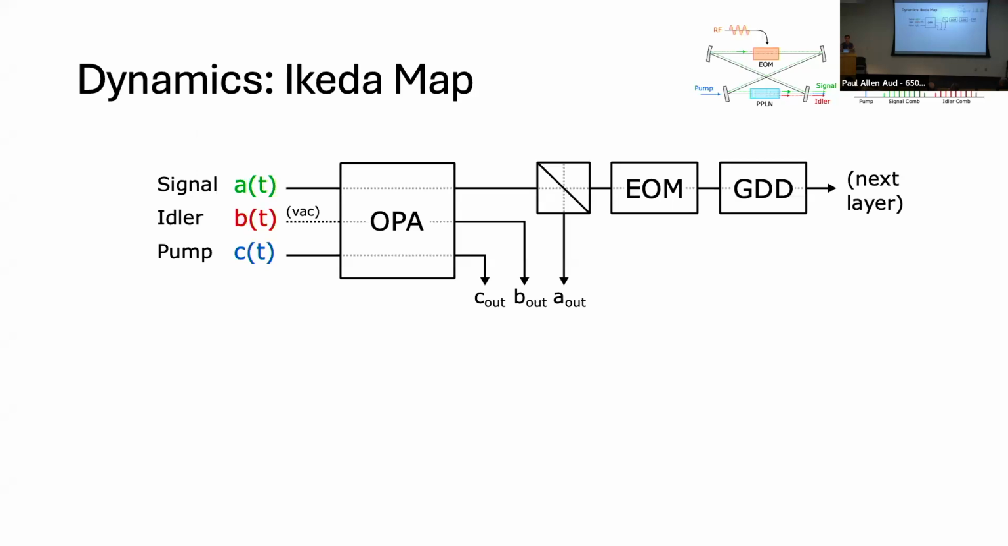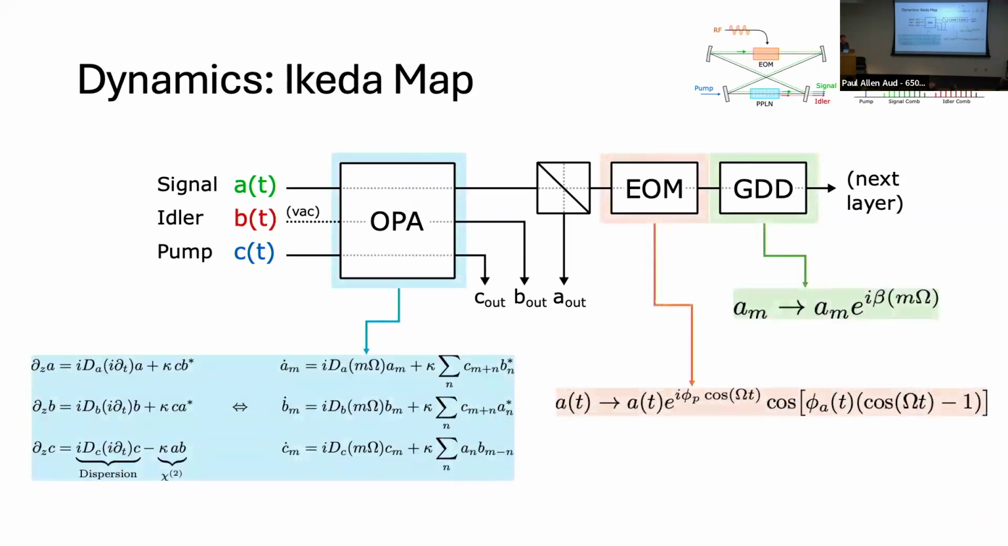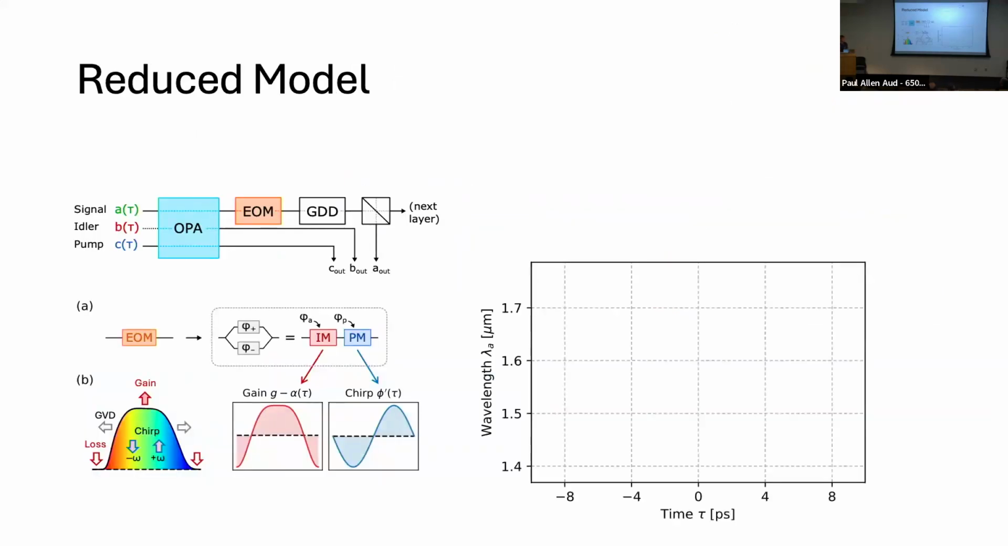We're going to model this nonlinearity using an Ikeda map, where each round trip consists of chi2 gain, modulation, and a lumped element dispersion term. But we can get a more intuitive picture of what's going on by constructing a reduced phase space model.